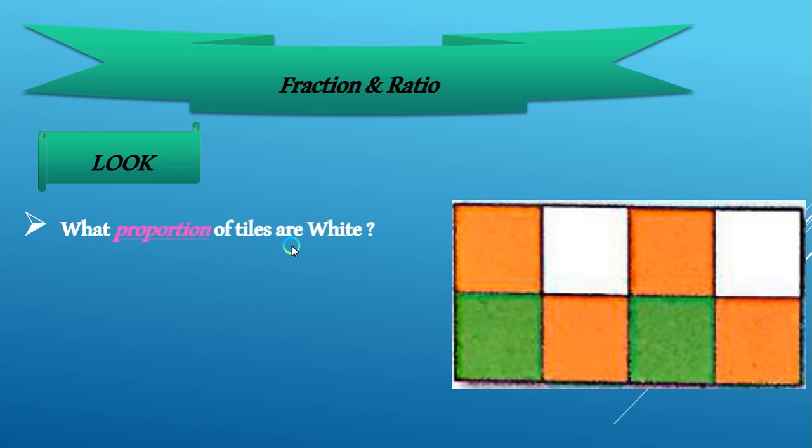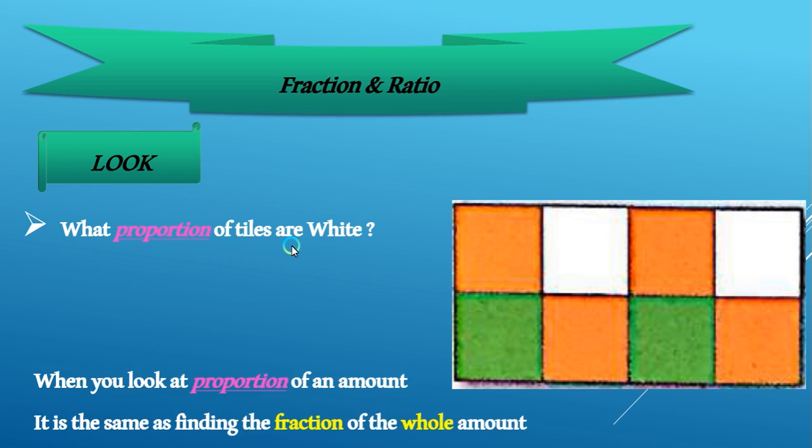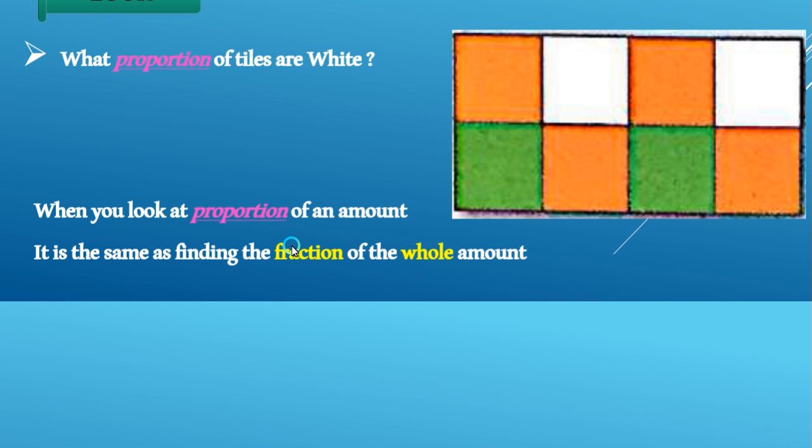So fraction and ratio. Look at this example. What proportion of tiles are white? Here I did not ask you to find the number of white tiles, but I ask you to find the proportion. When you look at the proportion of any amount, it's the same as finding the fraction of the whole amount. I repeat, when you look at the proportion of an amount, it is the same as finding the fraction of the whole amount.